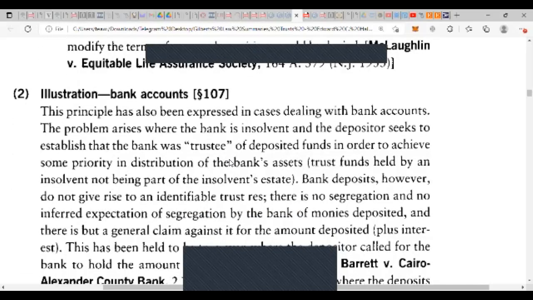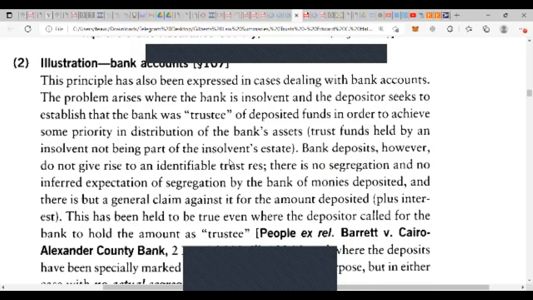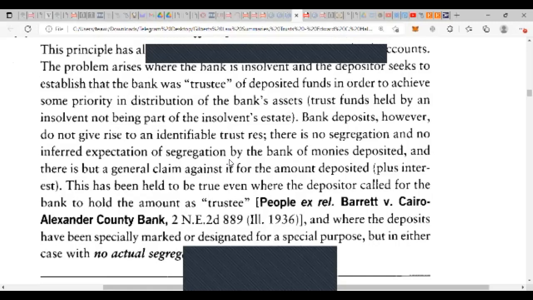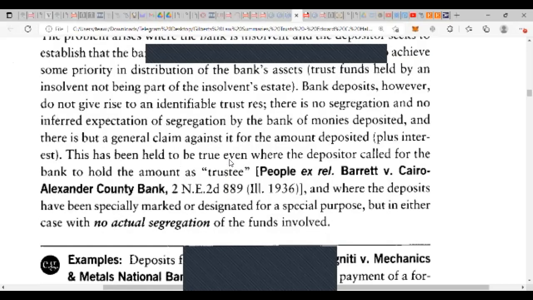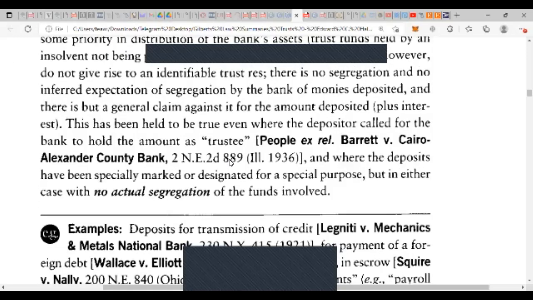This principle has also been expressed in cases dealing with bank accounts. The problem arises where the bank is insolvent and the depositor seeks to establish that the bank was trustee of deposited funds in order to achieve some priority in distribution of the bank's assets, trust funds held by an insolvent not being part of the insolvent's estate. Bank deposits, however, do not give rise to an identifiable trust res. There is no segregation and no inferred expectation of segregation by the bank of monies deposited, and there is but a general claim against it for the amount deposited, plus interest.